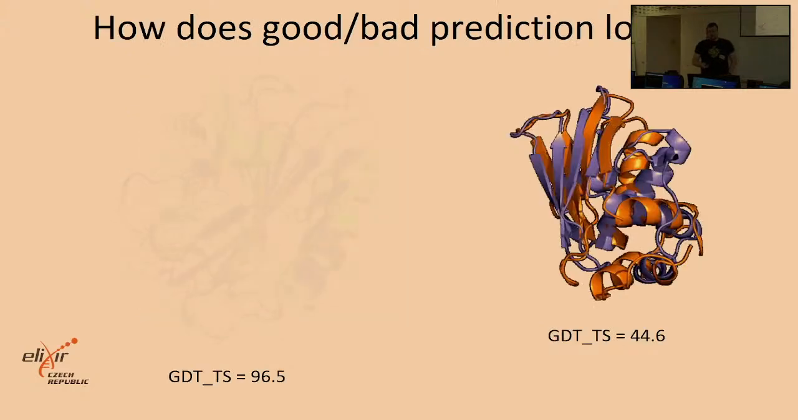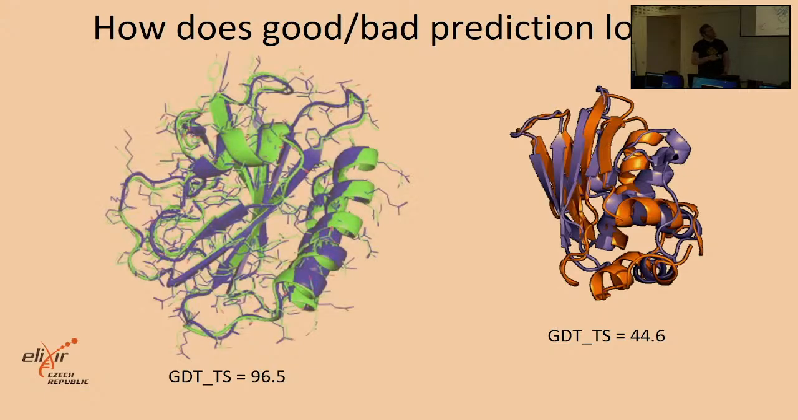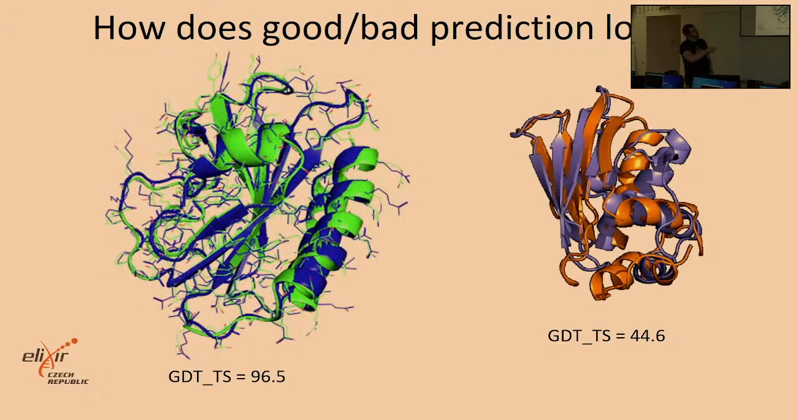So, how do good and bad predictions look? On the left side, you can see a good prediction, and frankly speaking, I don't know which of those is experimental and which one is the predicted model, because you can't really tell. In the other case, this is the worst prediction from AlphaFold at that CASP. You can say that it's a really bad prediction because it did not catch this movement and this movement. But other than that, the structure is quite nice. So it really looked like we have a prediction which is working for everything.